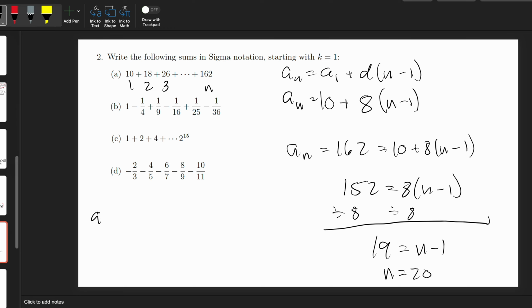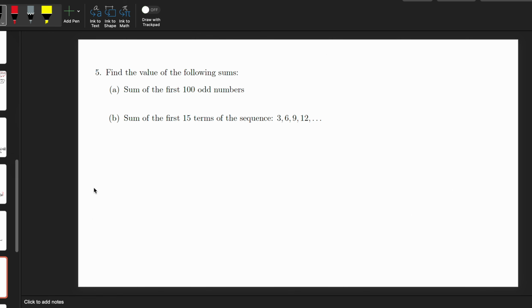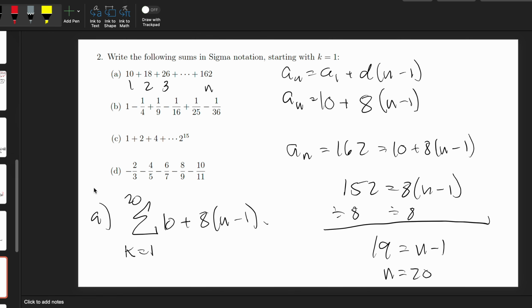Okay, so the answer for number A is going to be that this is the sum from k equals 1 to 20 of this formula, 10 plus 8 times n minus 1. Okay, good. I'm going to do more examples like this later on. So if you didn't quite get it, that's fine. Let's just move on, and you can check out the subsequent examples. All right, so actually maybe I could do one more. Let me erase this.